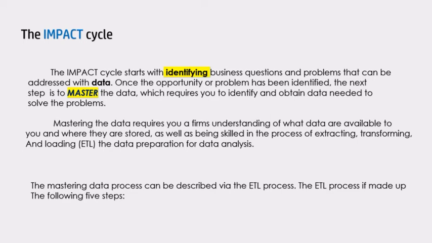So from the textbook and from the last class, we have seen that there is an IMPACT cycle. We have already discussed the first part, identifying the business questions and problems that can be addressed with the data. So the first thing is we need to have a question before starting the analysis of the data. When we have identified the question, our second task is to work on the data, meaning we need to master the data.